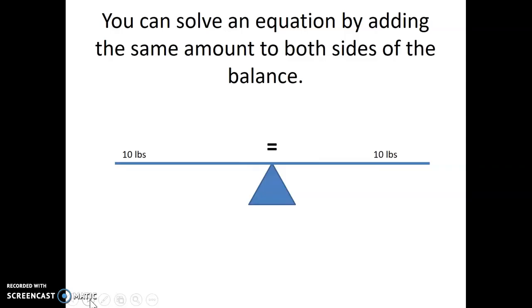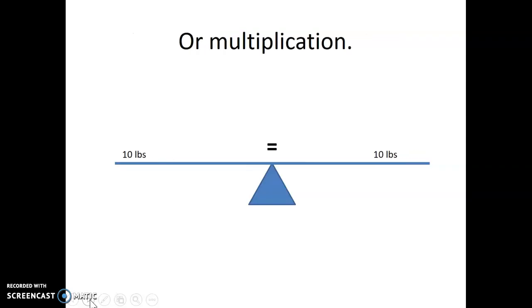So let's go back to a balance, an equation. If I have 10 pounds on each side and I want to keep the balance, I would have to add the same thing to both sides. I could also subtract the same thing from both sides, or multiply, or divide. I have to do the same thing to both sides.